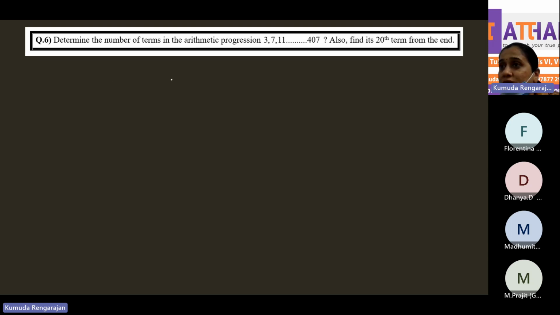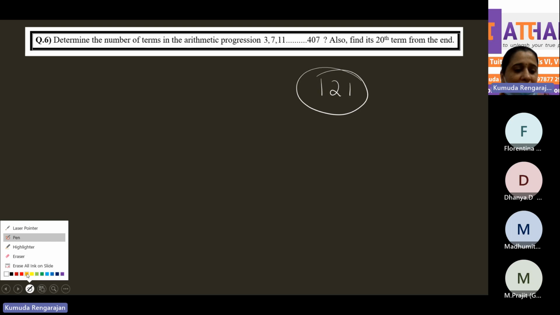407 will tell you. Go and ask 407. Whatever the position of 407 is, that is the number of terms. Supposing it's in the 121st place, that means there are 121 terms in the AP. The position of 407 in the arithmetic progression will tell you the number of terms, so you must use the last term to find the number of terms of the AP.